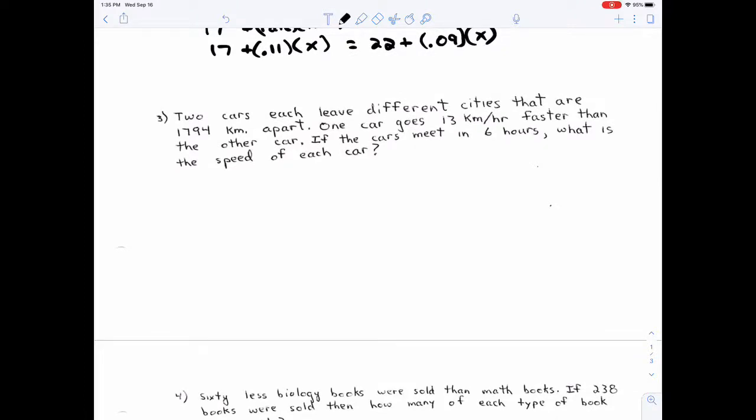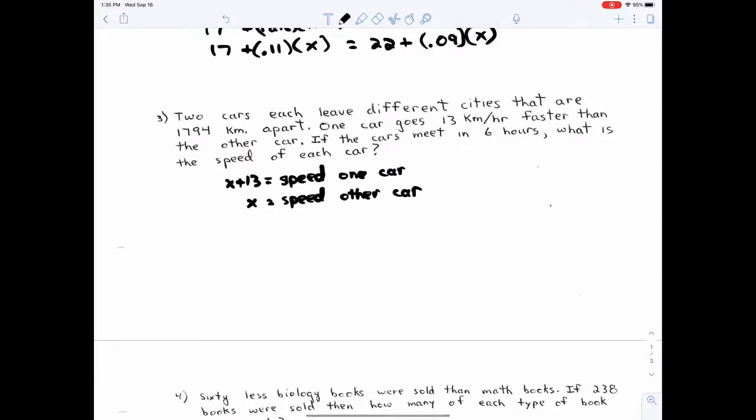Speed of each car. So we have the speed of one car and the speed of the other car. Okay, so one car goes 13 faster than the other car. It doesn't say which one's which, so I'll just say the other car goes X, and this one goes X plus 13. What's the biggest piece of information here?